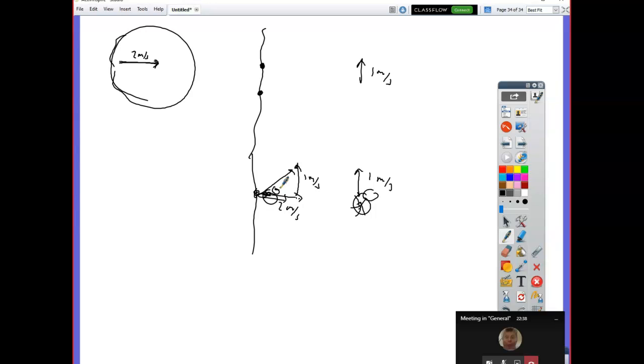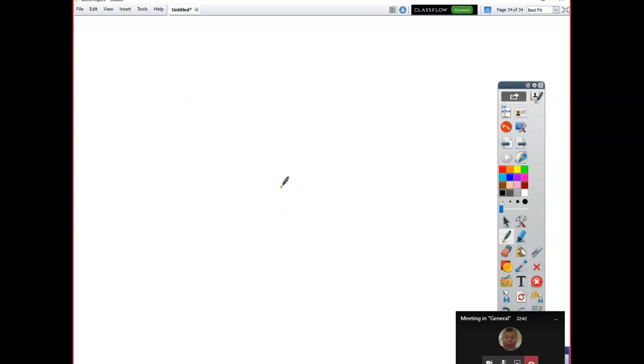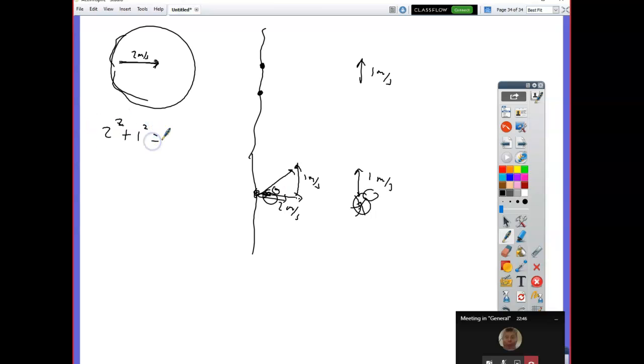It would be the hypotenuse. And how do I do the hypotenuse? 2 squared plus 1 squared equals c squared. That gives me the square root of 5, which we had never used in this class, so we're going to get out a calculator. 5 to the 0.5, and I get 2.24 meters per second.